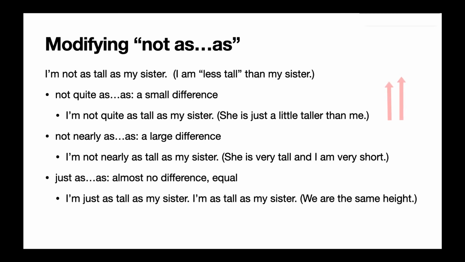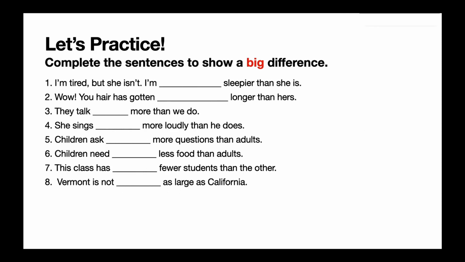So first, if we want to show a small difference, we would say not quite. So if I say I'm not quite as tall as my sister, I'm saying she's just a little taller than me. The difference is small. If I want to show a large difference, I would say I'm not nearly as tall as my sister. That would mean she's very tall and I am very short. Or I can use this construction to show things are equal. There's almost no difference. So if I say I'm just as tall as my sister, or I'm as tall as my sister with no not, that means we are basically the same height.